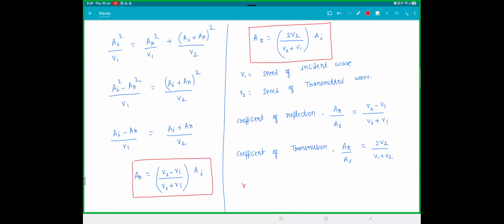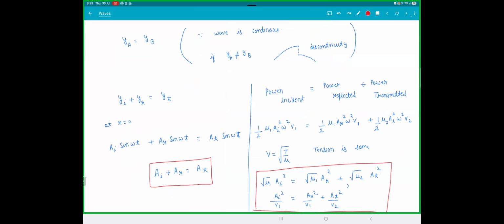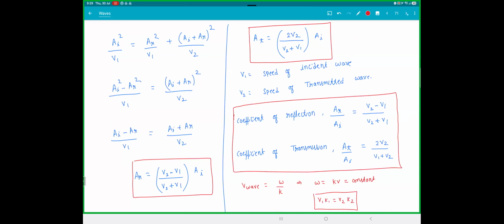And v wave is equal to omega by k. I did write it before, I will write it down once. And omega is constant. So actually, if you can find the wave speed, it becomes pretty easy to get everything. So v1 k1 is equal to v2 k2. This is the relation between k1 and k2. Now, if you can remember, great. If you can't remember, you should know how to derive. But if they ask you, this itself is a question directly.